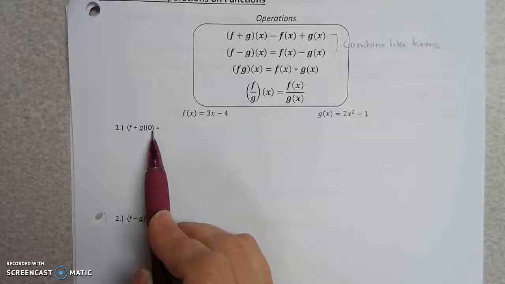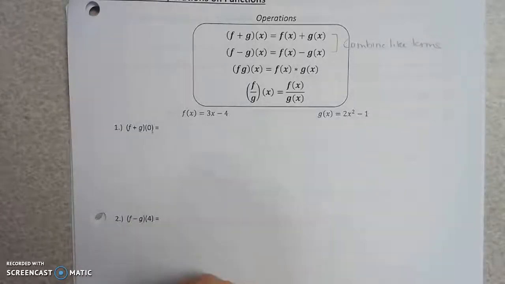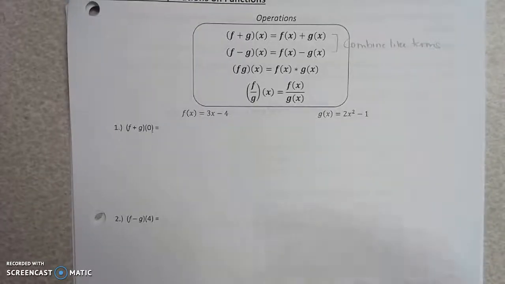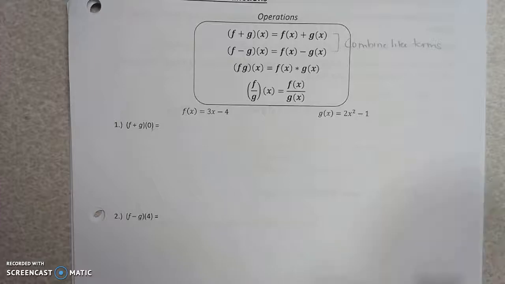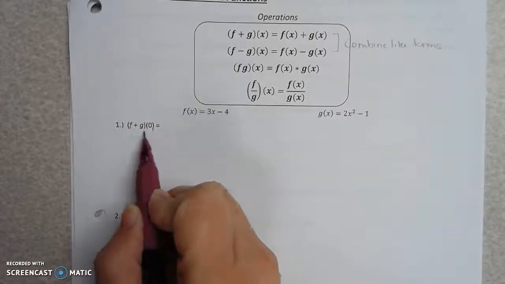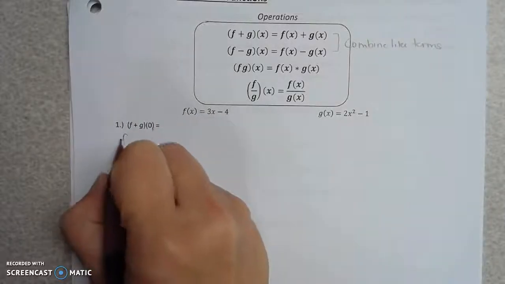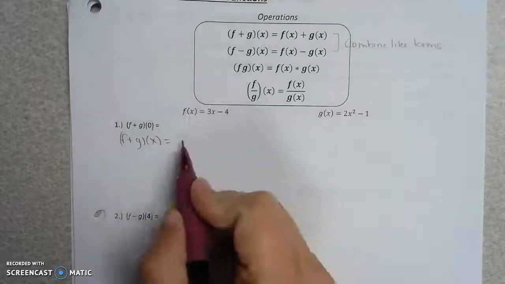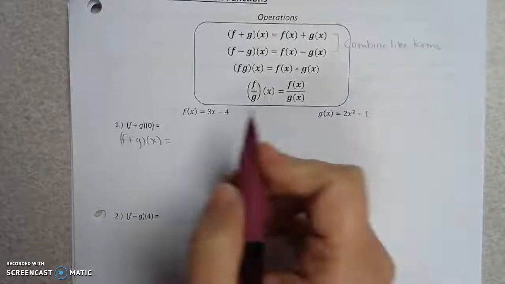So there are two ways you could work the problem out. I'm going to show you both ways, and then you decide which way you like better. There are two methods. You decide which way is easiest for you, which way makes the most sense, and then use that method. So (f plus g)(0) means to take the functions f and g and add them together. That's the first thing I'm going to do, is to take the function f and add to it the function g.